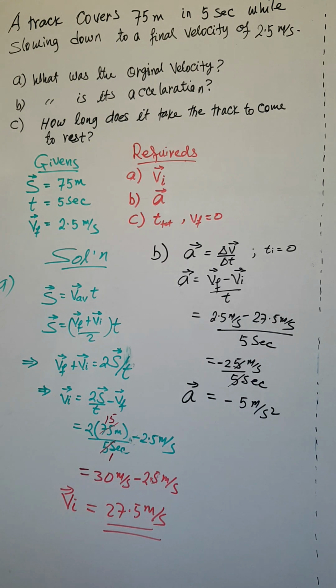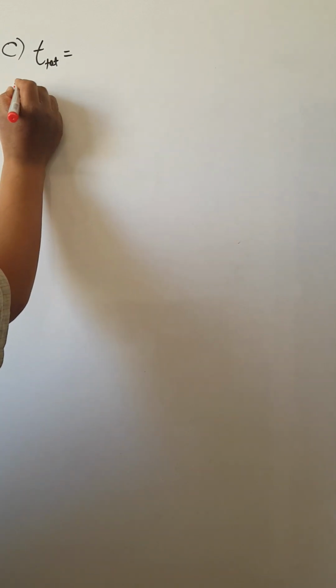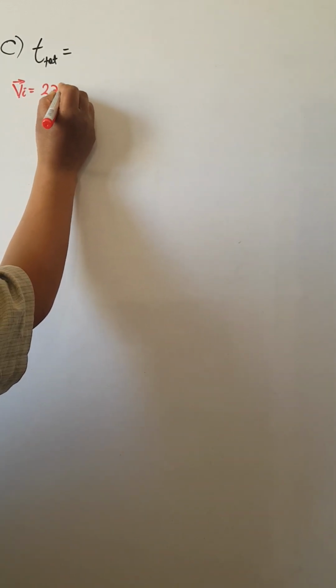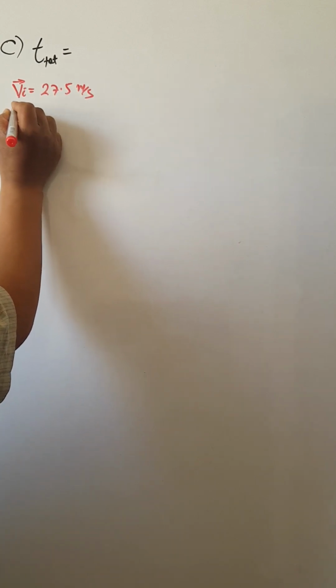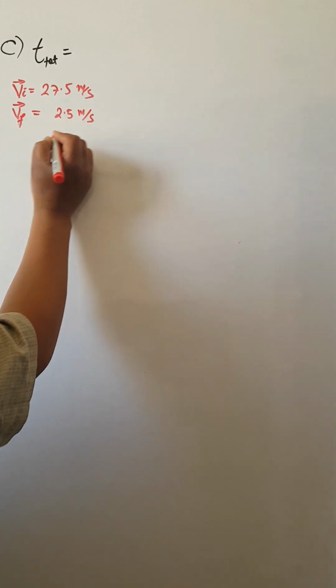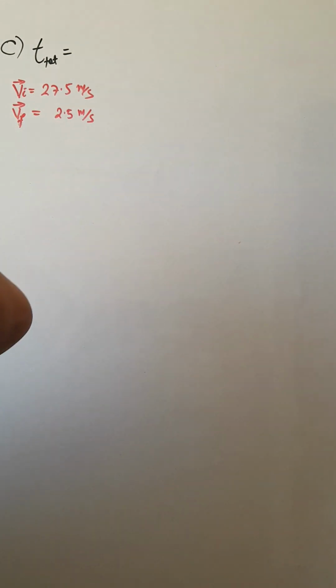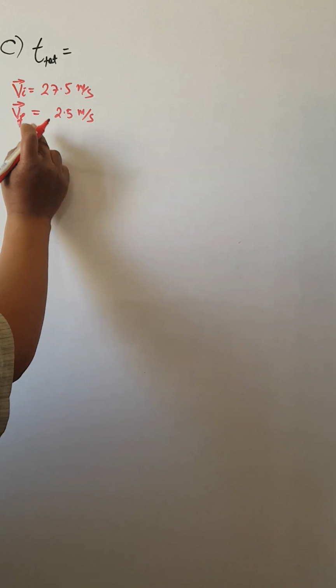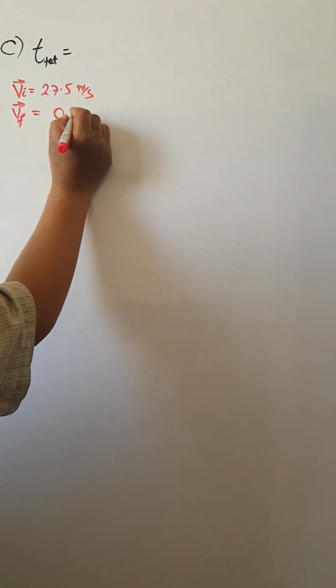Good. Now the third one is the total time of the motion. That means the total time in which the track comes to rest. Just to remind the givens: the initial velocity of the motion was found to be 27.5 meter per second. The final velocity as it comes to rest is simply 0 meter per second.